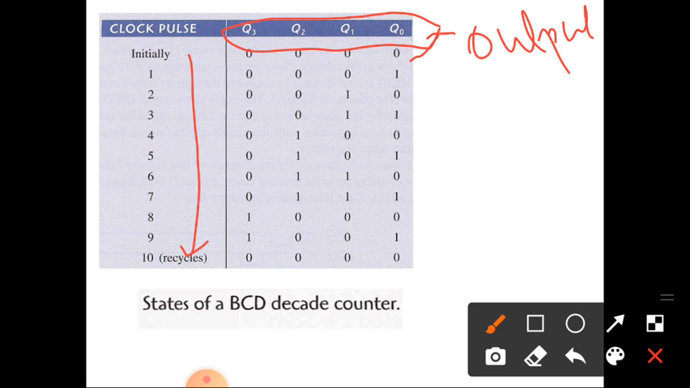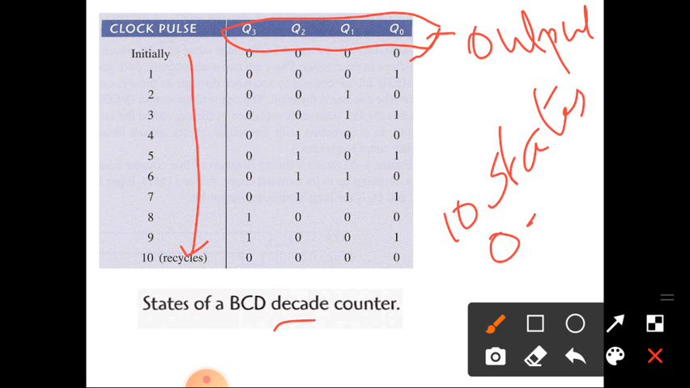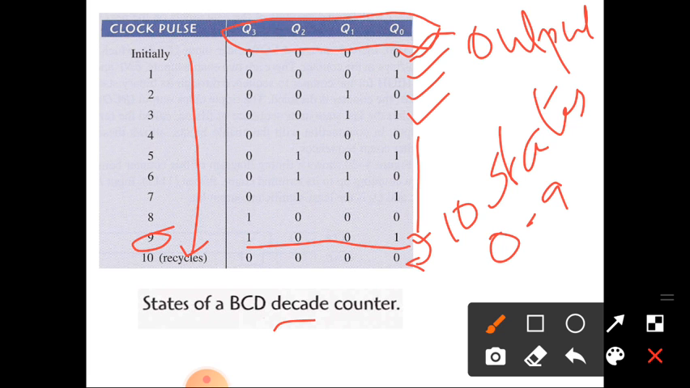A decade counter has 10 states. It starts from 0 to 9. So the initial state is 0, then 0 0 0 1, then 0 0 1 0, then 0 0 1 1, up to 1 0 0 1, which indicates 9. And after that, on the next clock pulse, the state will be 0 0 0 0. So there are a total of 10 states. It starts from 0 to 9.